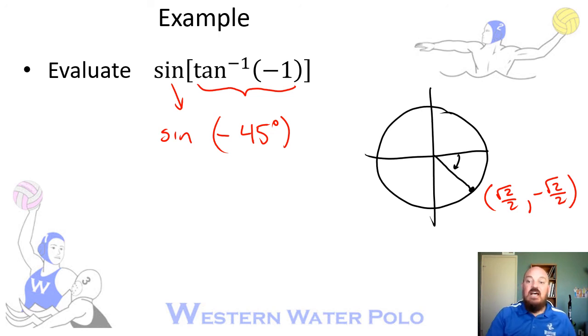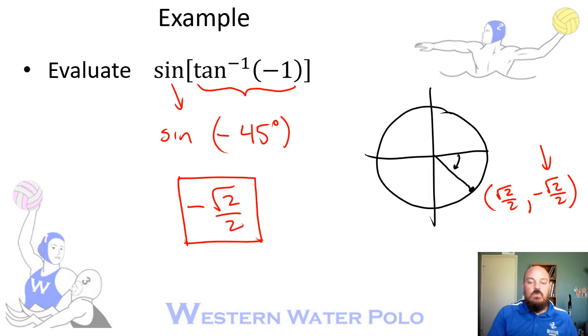Now, this is a sine question, and sine is the second one. So the answer to this question is negative radical 2/2. So that was a combination, it was unit circle both times, but it was a combination of an inverse trig question and a regular trig question. You just had to do them separately.